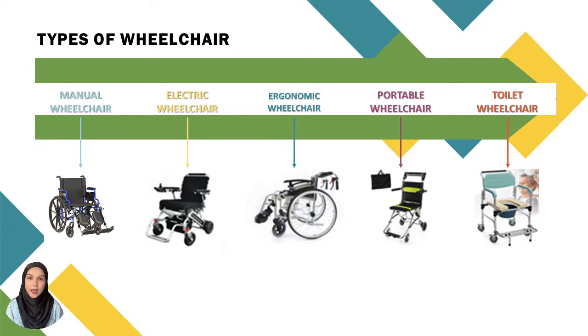The first one is the manual wheelchair, for users capable of propelling themselves by using their arms. The second is the toilet wheelchair, a low-cost toileting assistant that is appropriate for people with limited mobility who find it difficult to use a standard toilet. The third is the portable wheelchair, which is easy for travelling purposes and can fit in the space in a car.